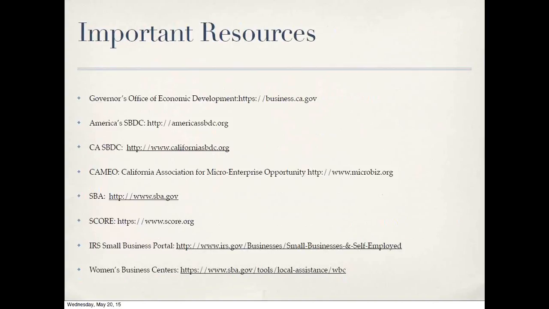And even though a lot of us are not favorites with the IRS, or they make us nervous, the IRS does have a good small business portal. So I do suggest that you go there, and they do have some good tips on hiring. And then the Women's Business Centers are in the state, and they are also a good source for assistance. So as you can see from this list, and there are probably more, these are the highlights of resources that are out there to help you.